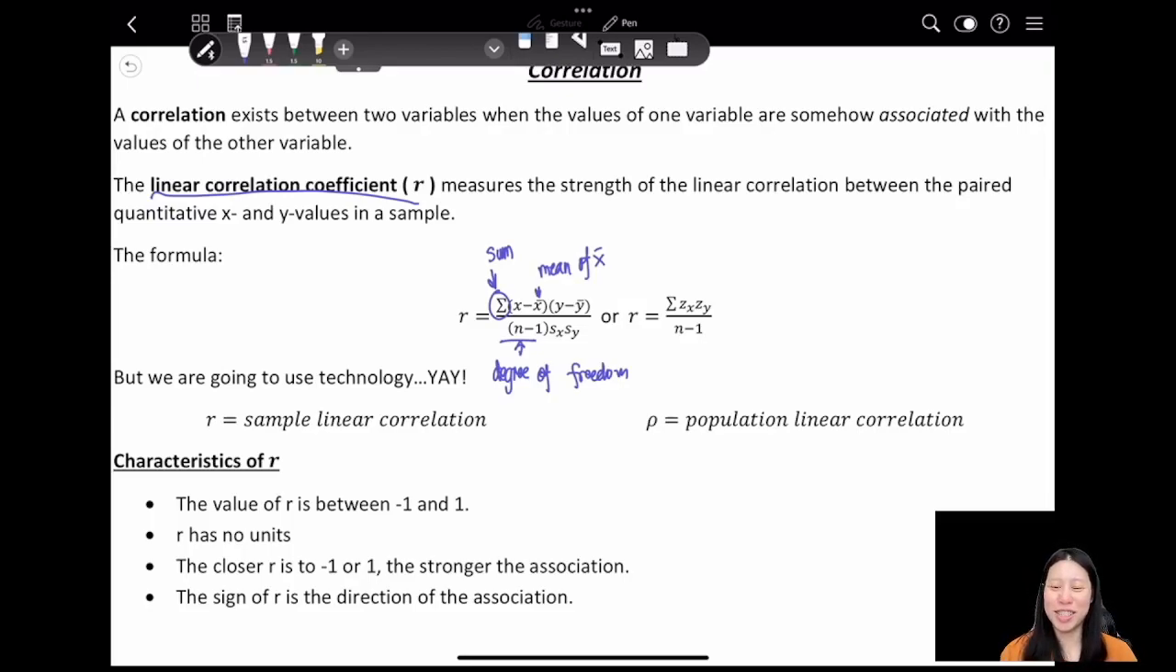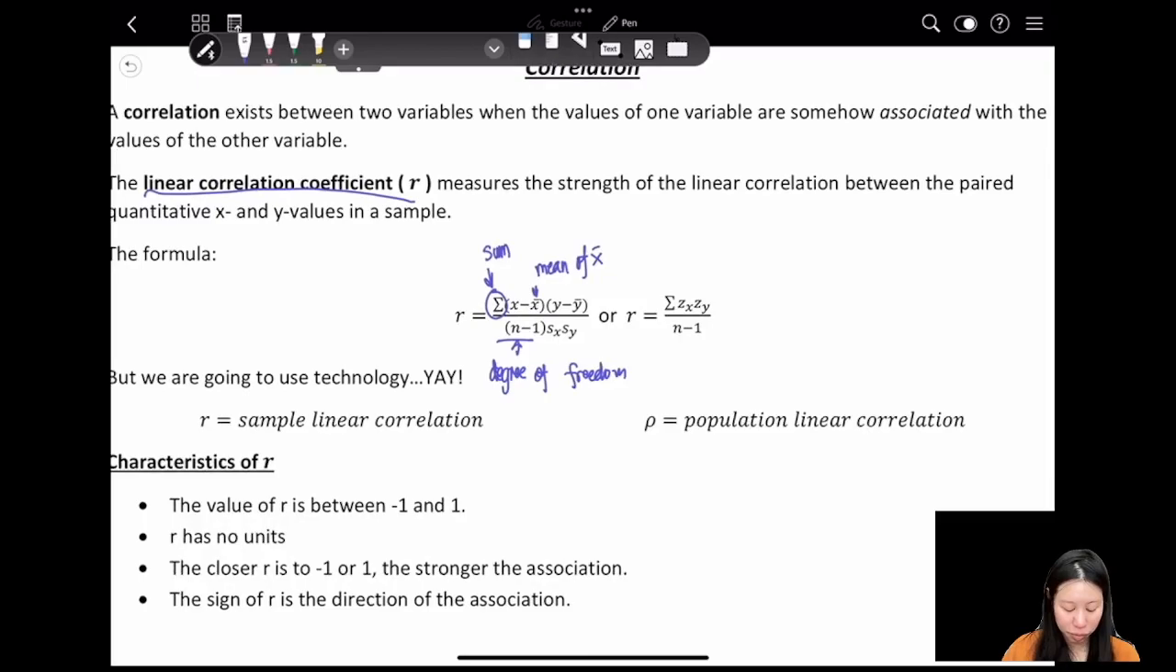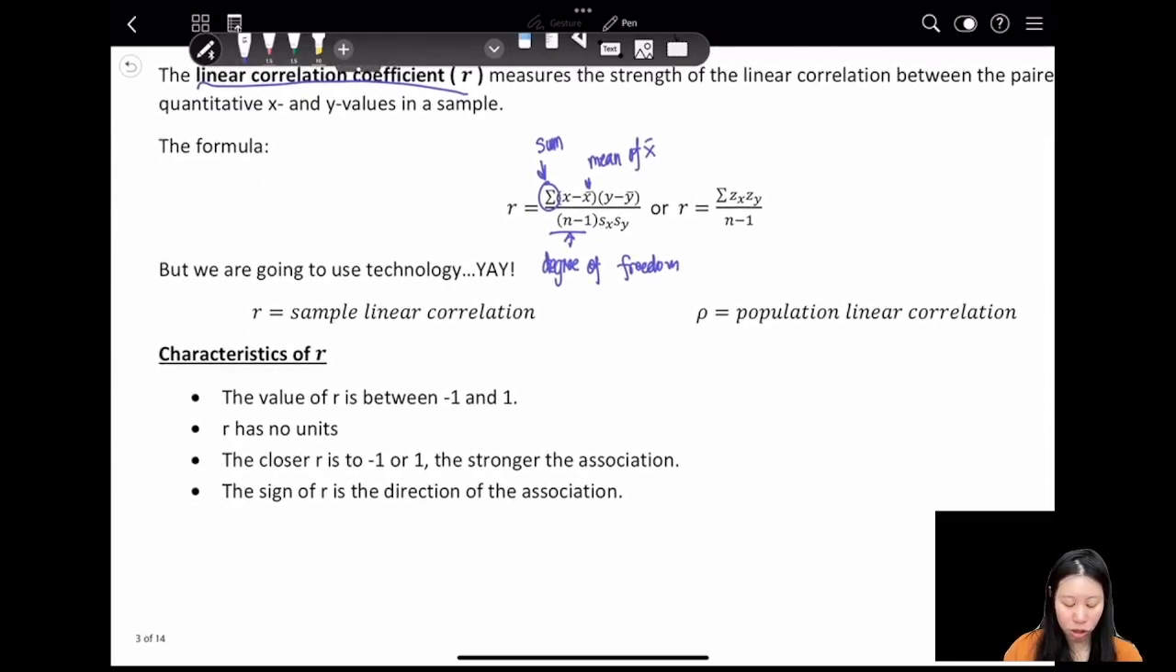Okay, I know this is really complicated. But the good news is we don't need to calculate that. We're going to use GeoGebra to find that. So remember, R is the sample linear correlation, and rho is the population linear correlation. I'm going to teach you how to use GeoGebra later, but let's first talk about what R is. Remember, R is the linear correlation coefficient.